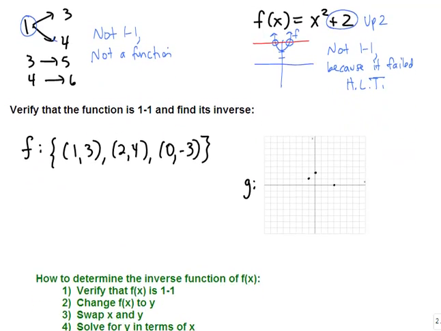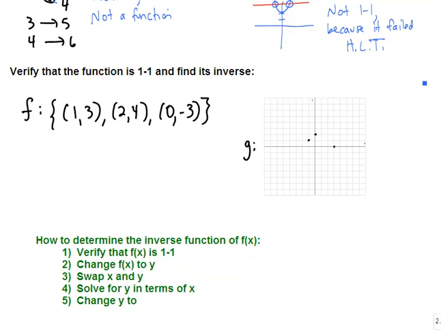Okay? So let's practice again here, determining if something is one-to-one, and then if it is, we're going to find out what its inverse function is. So in this function f, all we have are a set of points. So to see if it's one-to-one, we want to make sure that each x is unique and only gets used once, and each y is unique and only gets used once. So the x's are 1, 2, and 0. Each one got used once. And the y's are 3, 4, and negative 3. They only got used once. So yes, this is one-to-one.